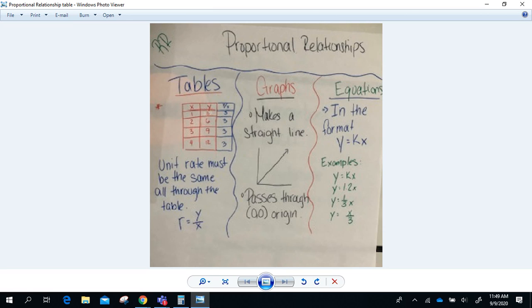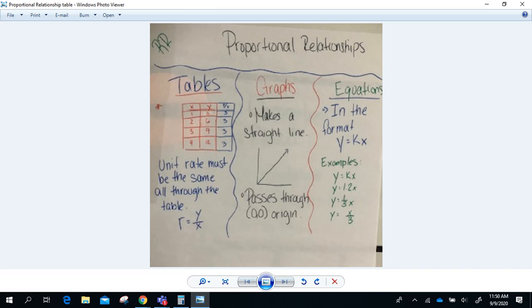For graphs, it has to have these two things for it to be proportional. It can't just be one or the other. So if your graph is a straight line, but it does not go through the origin, then it's still not proportional. It has to have a straight line and pass through 0, 0 for it to be proportional. Because I'm having some people turn in classwork assignments from today, and they're telling me it's proportional because it has a straight line and it doesn't go through 0, 0. It has to be both.